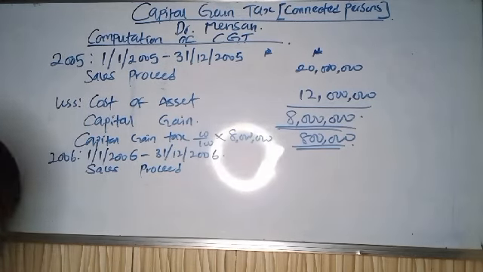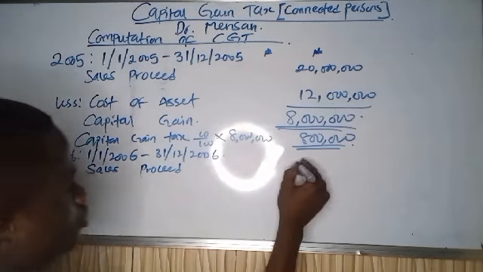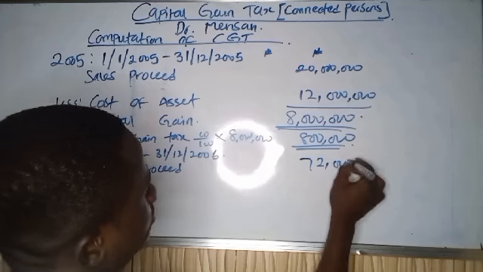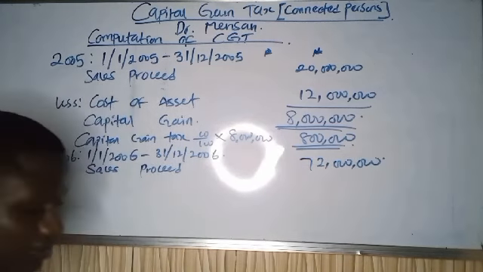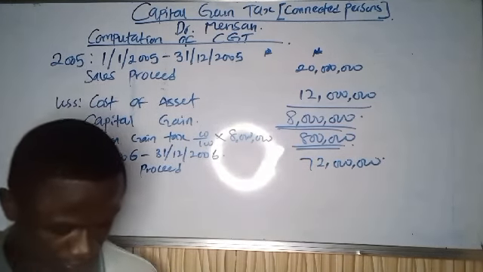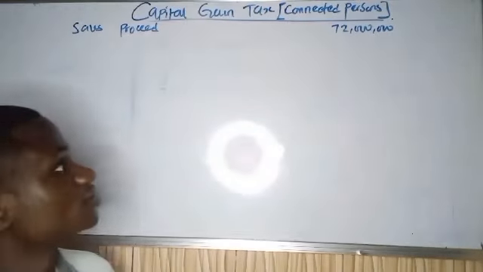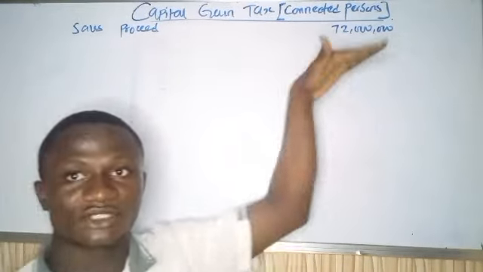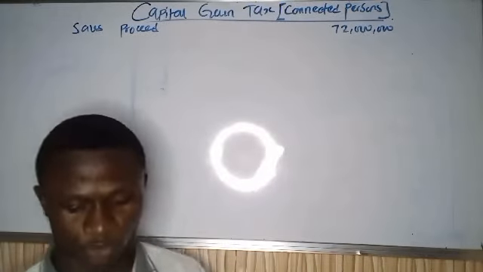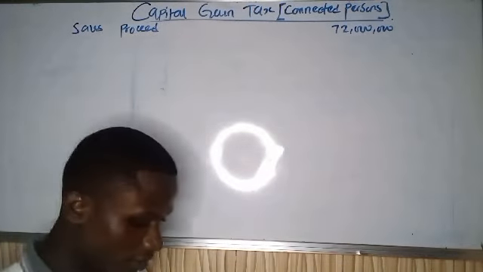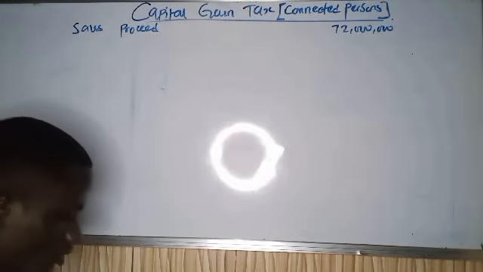The sales proceed of the asset is 72 million naira. That's the sales proceed. I have to clean that so that we can have space to work it out. So the sales proceed was 72 million naira.